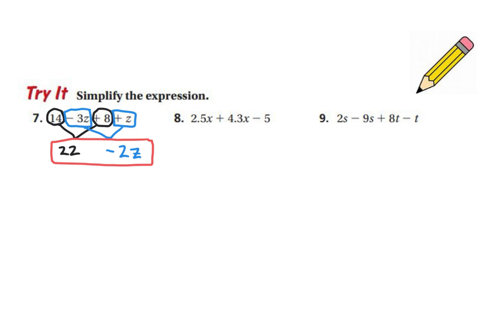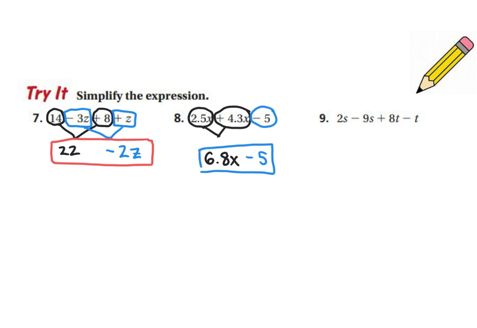For number 8, we have 2.5x plus 4.3x. So we're going to add those together and get 6.8x. And the minus 5, the constant, is already just by itself. So 6.8x minus 5, we cannot combine them because they're not like terms.